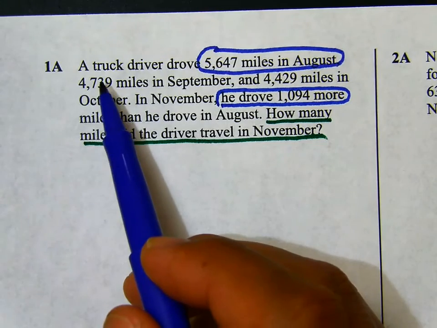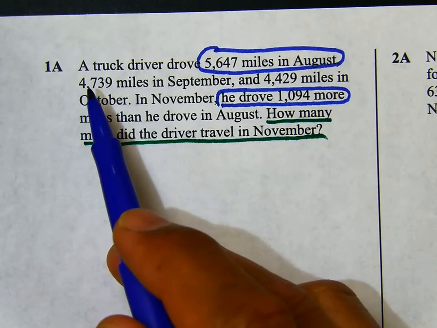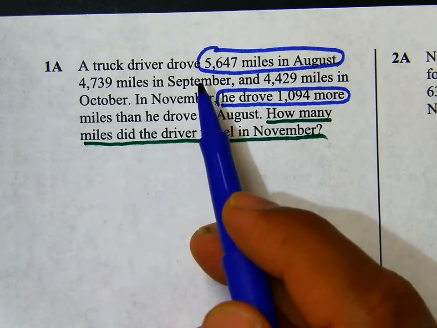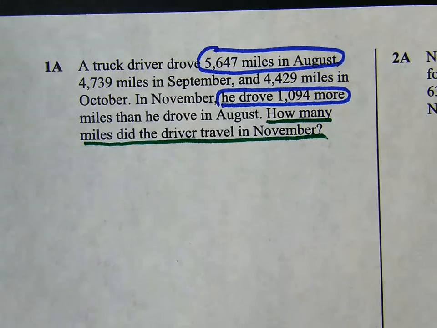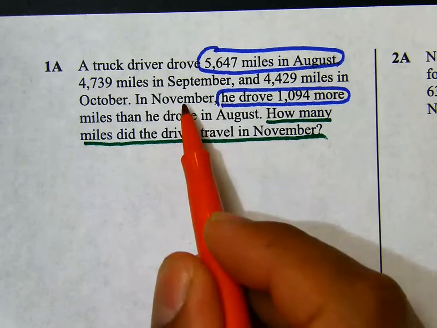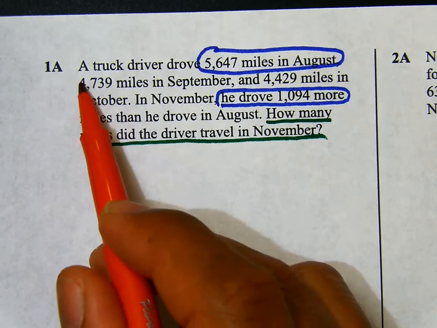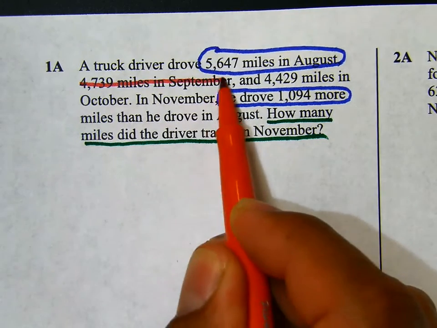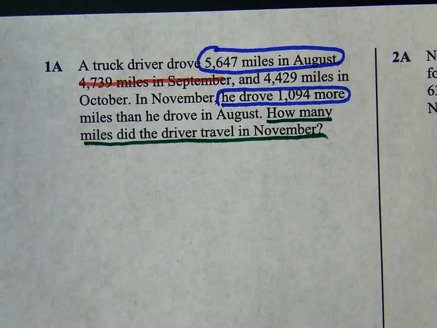We know he drove 4,739 miles in September. Now these are miles in September. I don't need the miles for September. I just need the miles for November and August. So I'm going to cross this out. This is extra information. We don't need that information.